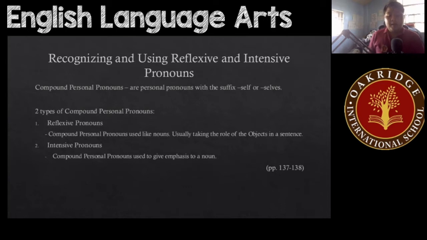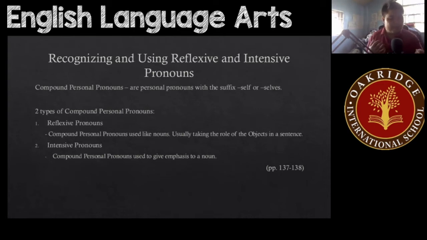Next, intensive pronouns, on the other hand, are compound personal pronouns used to give emphasis to a noun. They come after the noun and they just emphasize the noun. By the way, these are all found in your books, pages 137 to 138.